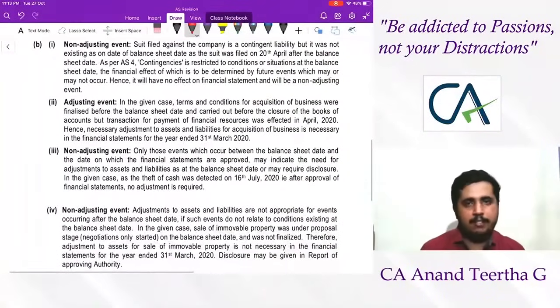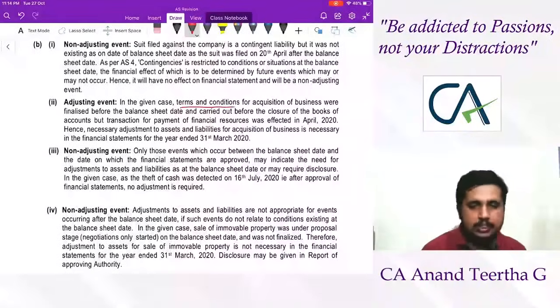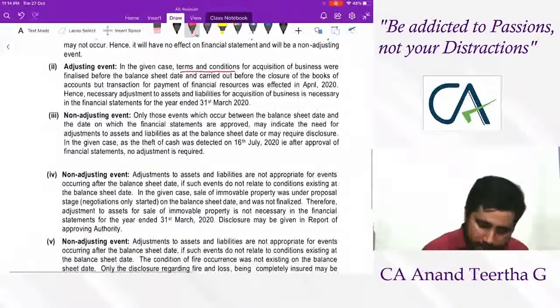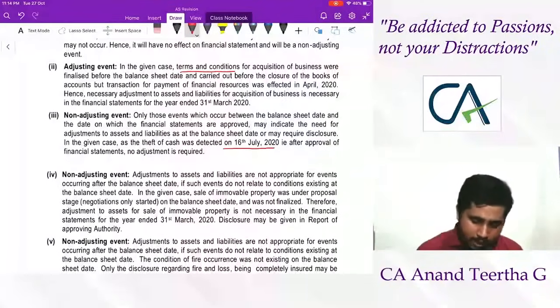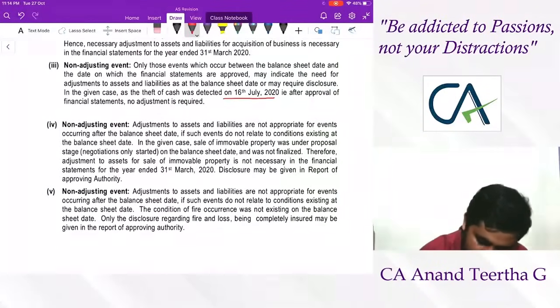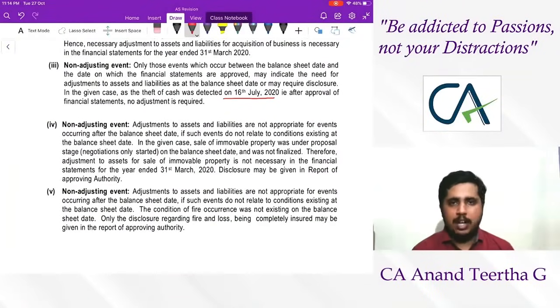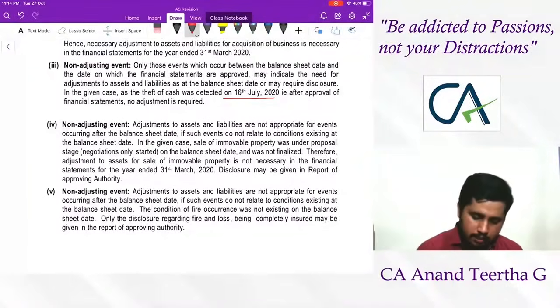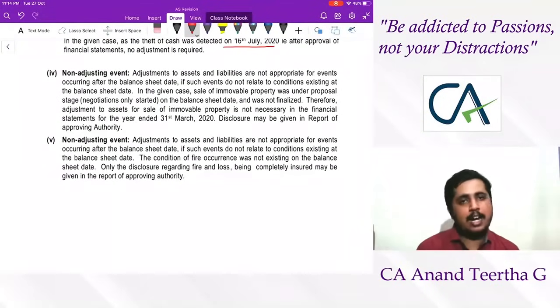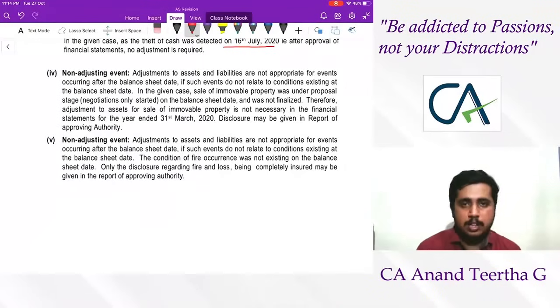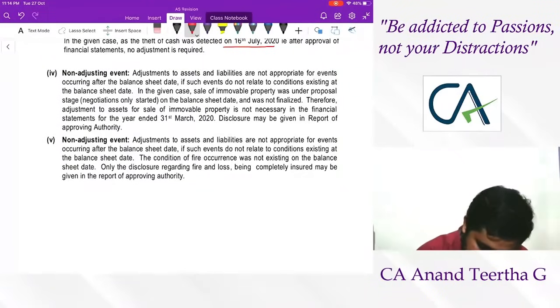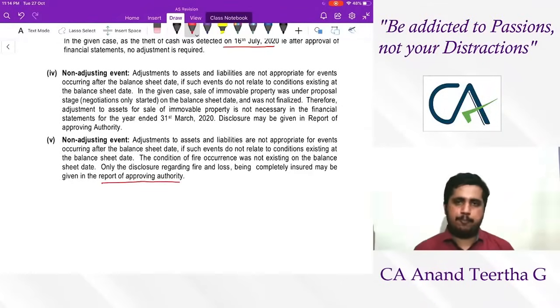Then the second one is an adjusting event, as I have already told you, because the terms and conditions are the conclusive evidence for us. Third one, non-adjusting event, because it is detected on 16th of July. It does not even come under AS4. Then the fourth one is a non-adjusting event because only negotiation has taken place. You don't have any other conclusiveness which has happened. Fifth one, it's a new event because it is occurring after the balance sheet date. No going concern assumption is destroyed, or no going concern assumption is going wrong. So therefore, you just have to give a report under appropriate authority. Okay, so this is how you have to deal with AS4. I hope everybody understood and this standard is clear.